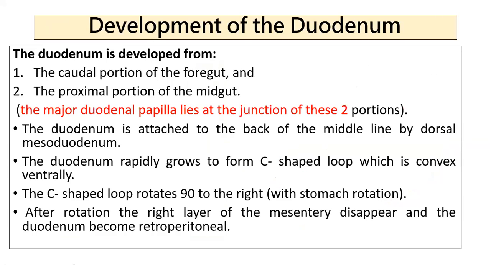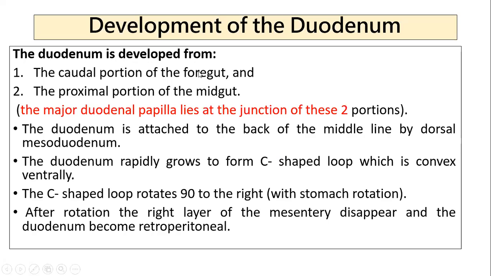Now coming to the development of the duodenum. After the esophagus and the stomach, we will talk about the duodenum. The duodenum is developed from the caudal portion of the foregut and the proximal portion of the midgut.